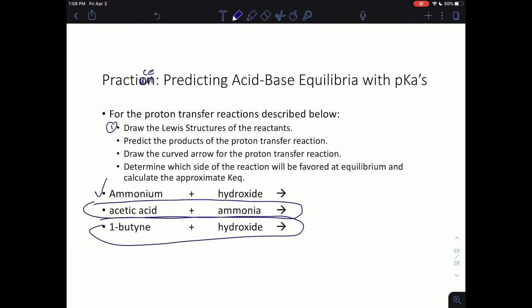Draw the Lewis structures of the reactants. And if you like, you can draw the skeletal structures, that's fine. Predict the products of the proton transfer reaction. Draw the curved arrows for the proton transfer reaction. And then determine which side of the reaction will be favored at equilibrium, plus calculate the approximate equilibrium constant using the pKa data.